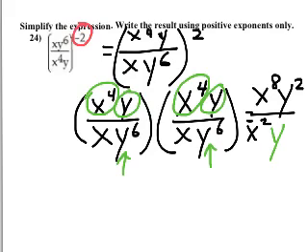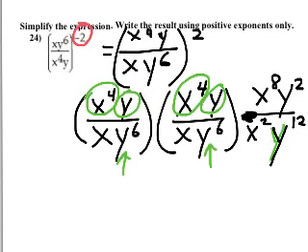Y to the 12th. Okay, but we're not done because we've got the same bases in the numerator as we do in the denominator. So we have to deal with that. And this over here, that's a mistake. It shouldn't be there.